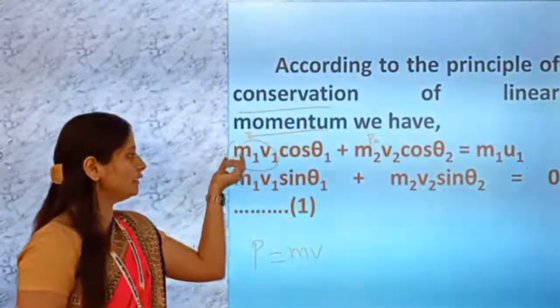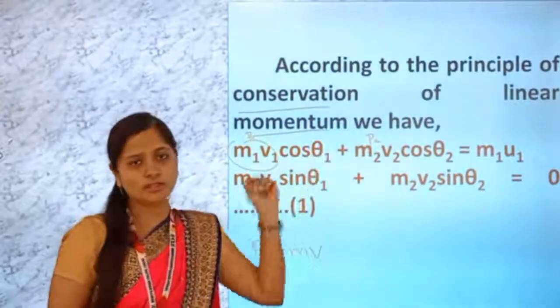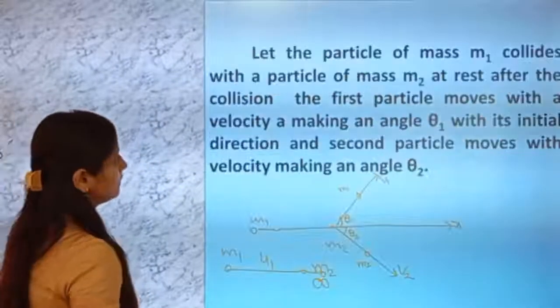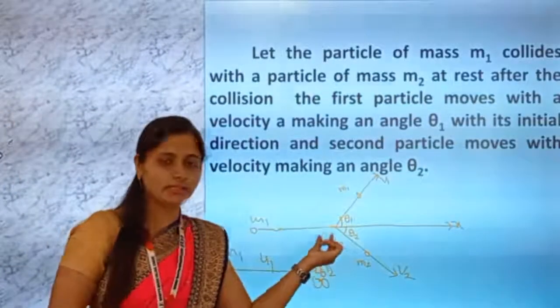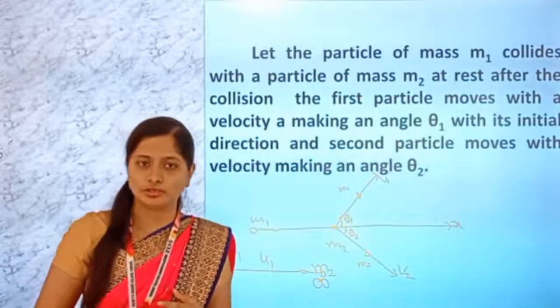Again, with respect to momentum, we are taking cos theta 1 and cos theta 2. Why? Because here we are getting two scattering angles. That's why we are taking cos theta 1 and cos theta 2.